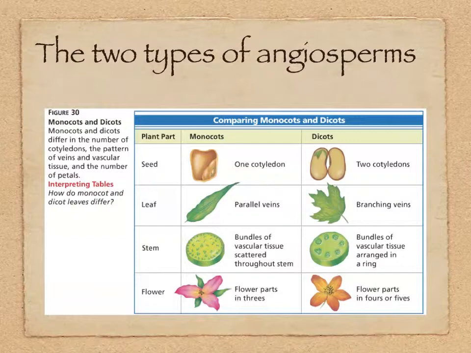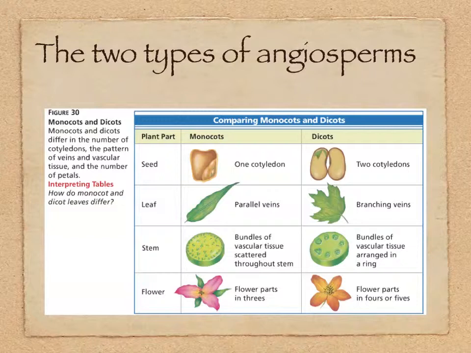There's two different types of angiosperms, and I want you to know the difference between them. Monocots have one cotyledon. Remember, a cotyledon is like a baby leaf inside the seed. And dicots have two cotyledons. So, very different. And that's where they get their name, monocot and dicot. Mono means one, di means two.